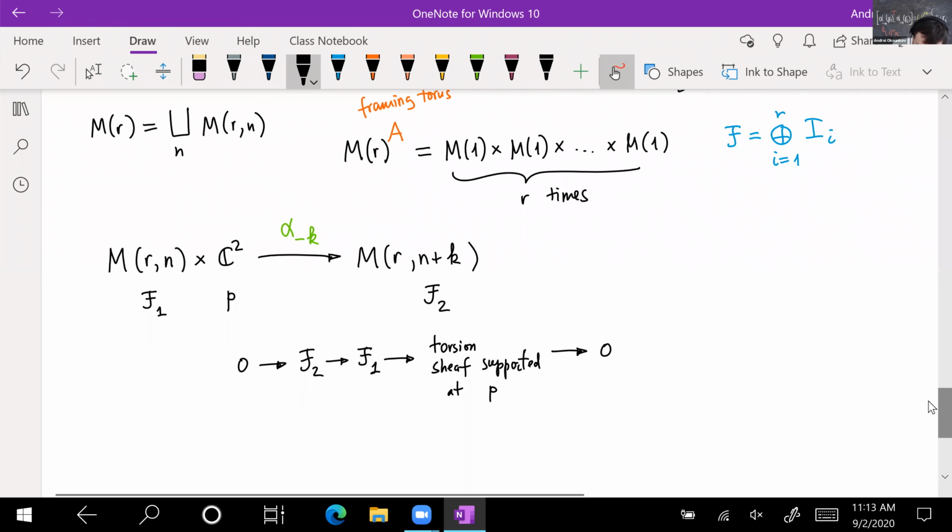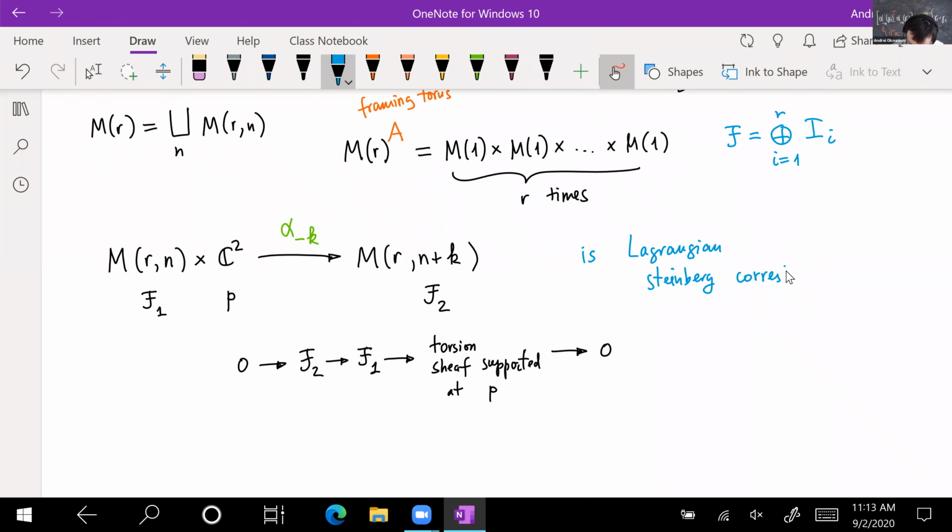And now I claim that this is in fact a Lagrangian Steinberg correspondence. Maybe I should attribute that these correspondences were first studied by Nakajima in rank one, and then Baranovsky for rank bigger than one, and many other people.